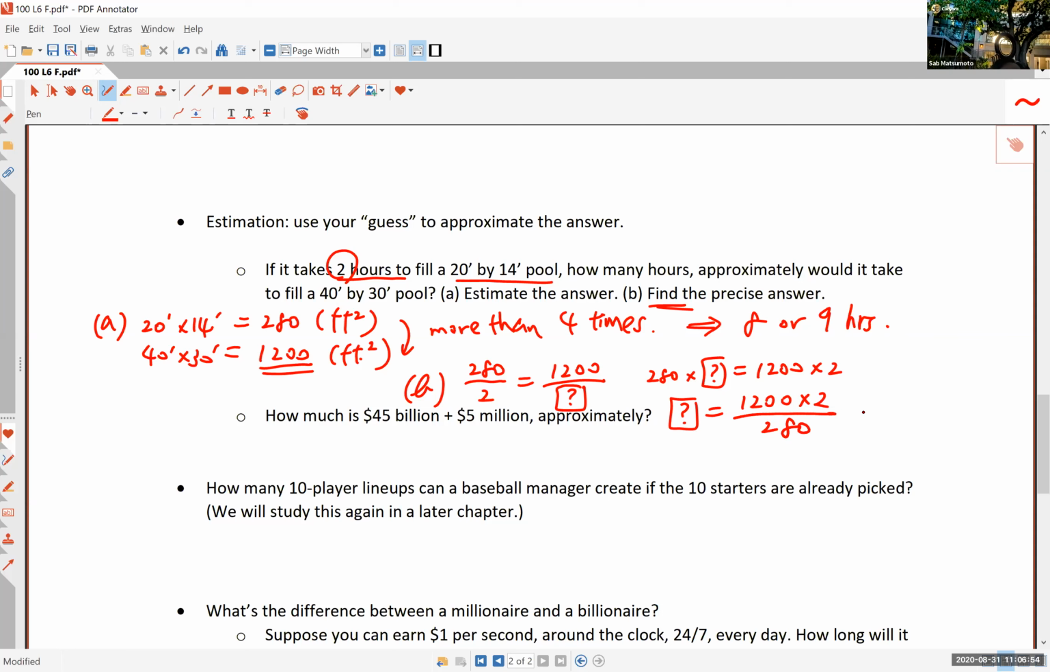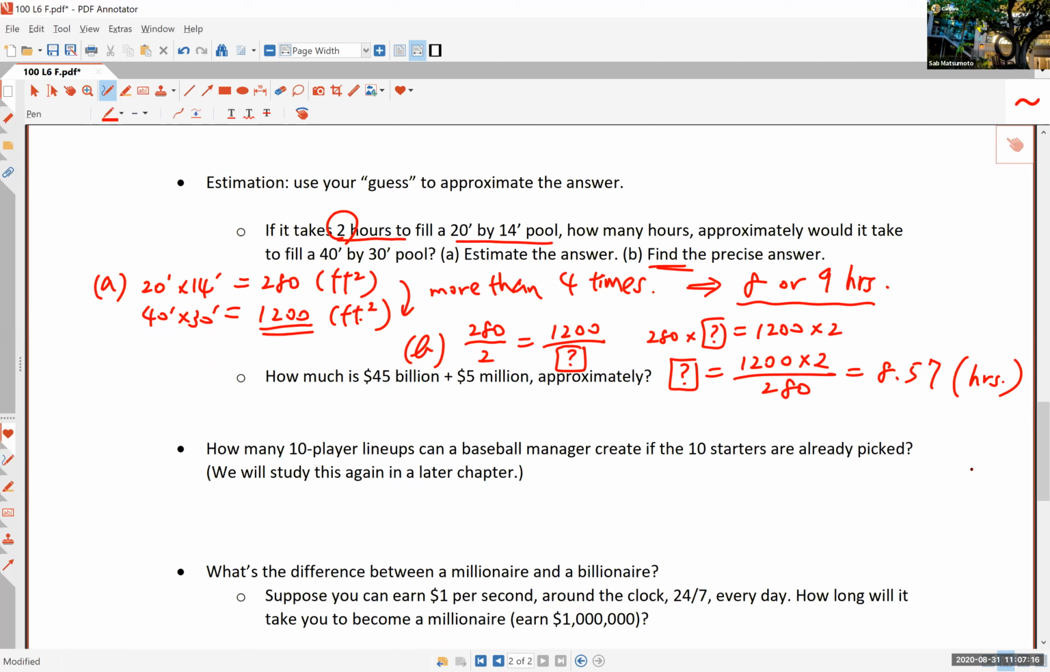So if you do this, you will find the answer is 8.57 approximately, okay? You can round off at any reasonable point. In this case, you can say it's about 8.6 hours or 8.5 hours. And so that is the answer, which is good, right? I mean, this is consistent with what we guessed in the first place.